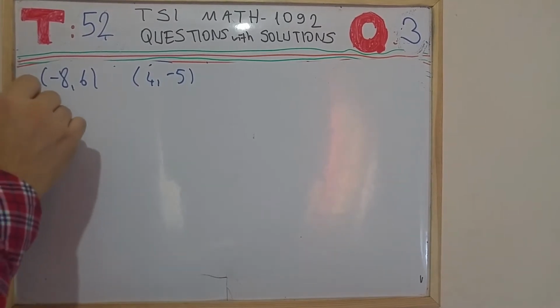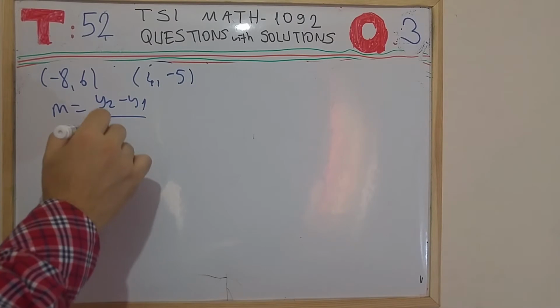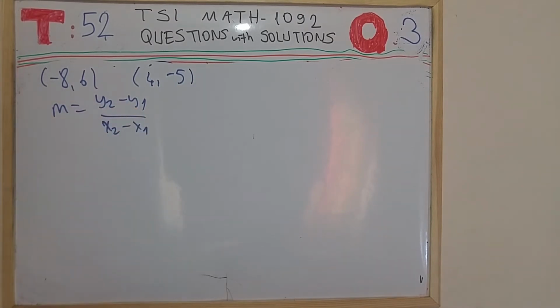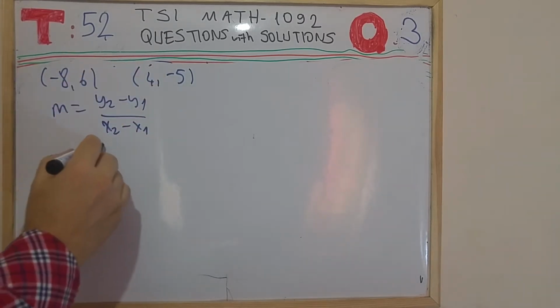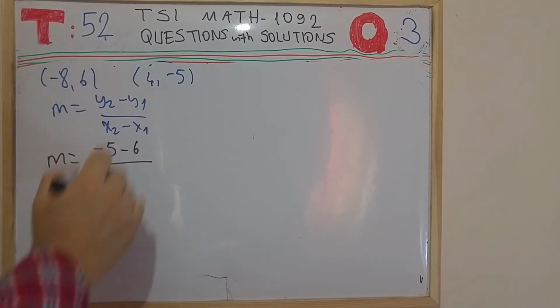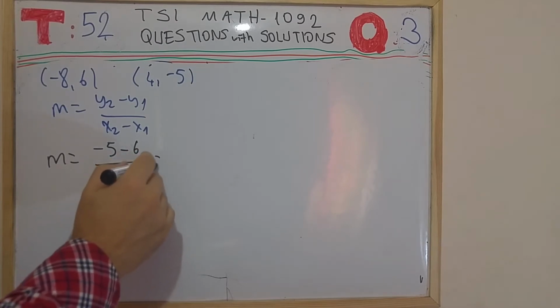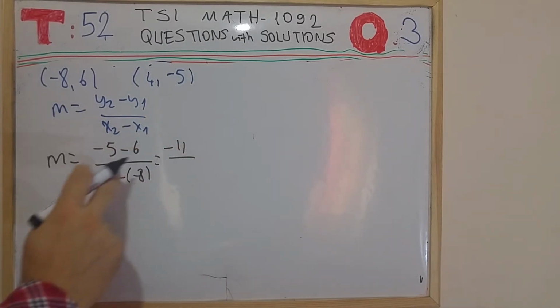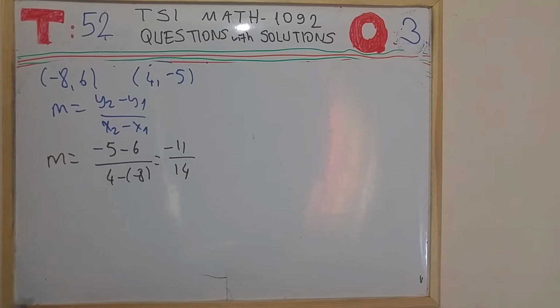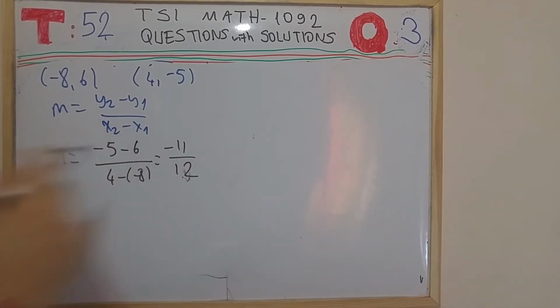About the slope, which is calculated by y2 minus y1 over x2 minus x1, let's replace the values. I don't know m. M is equal to y2 minus 5 minus 6 over 4 minus 8, which is equal to minus 11 over 12, sorry, minus 11 over 12.